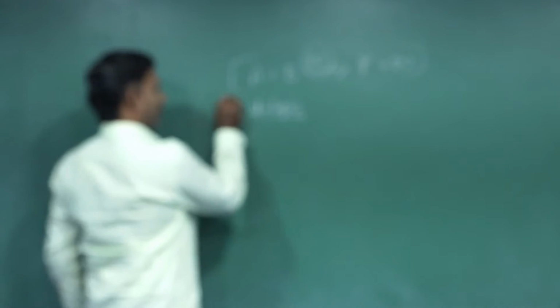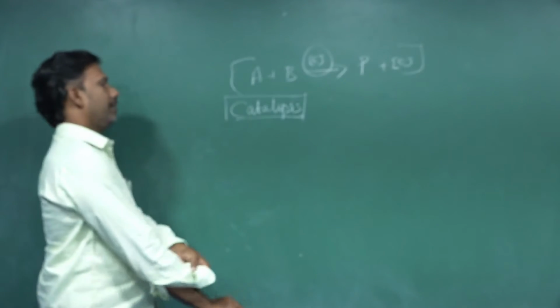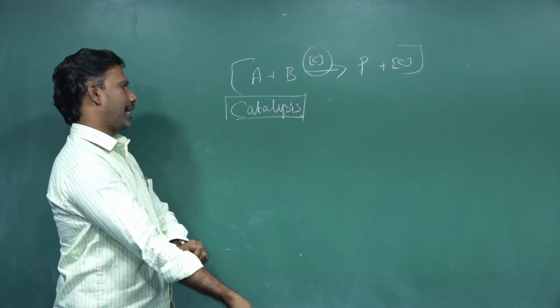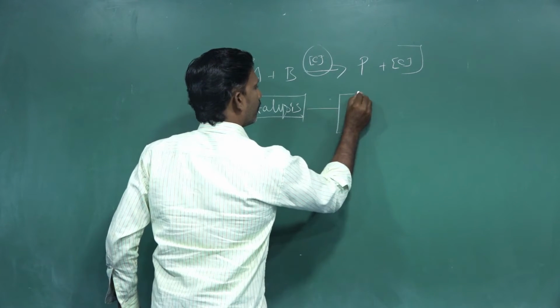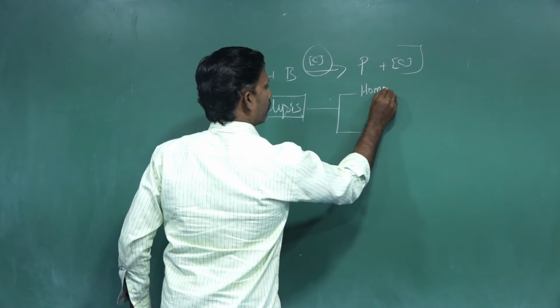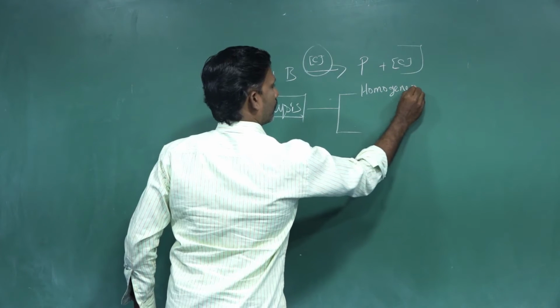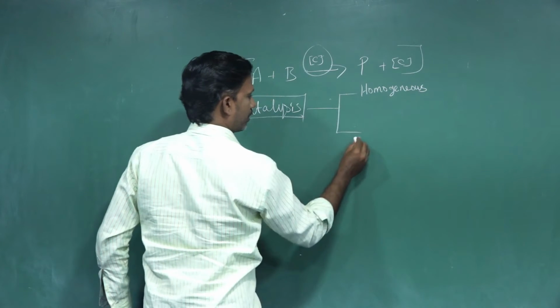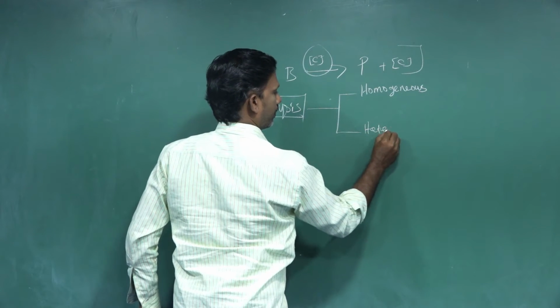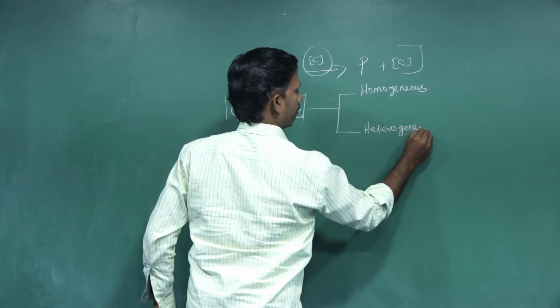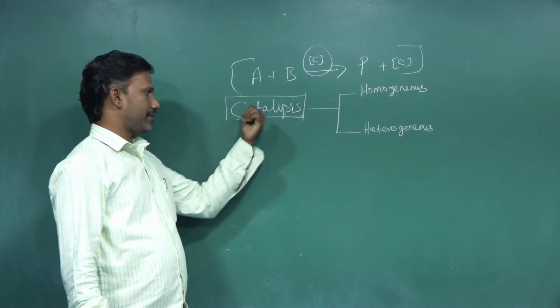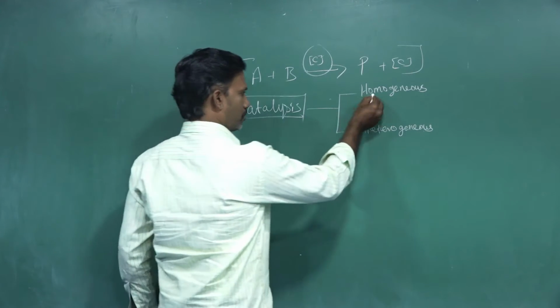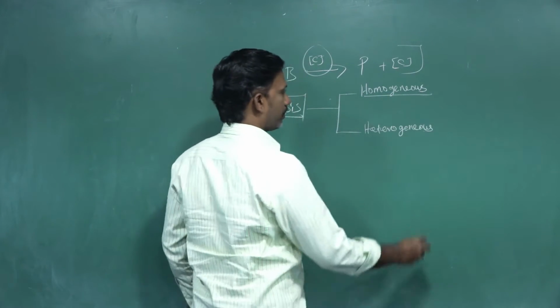So let us see different types of catalysis. There are many types of catalysis. First we can see homogeneous catalysis and heterogeneous catalysis. Homogeneous catalysis and heterogeneous catalysis. Okay, what is called homogeneous catalysis? That we are going to see now.